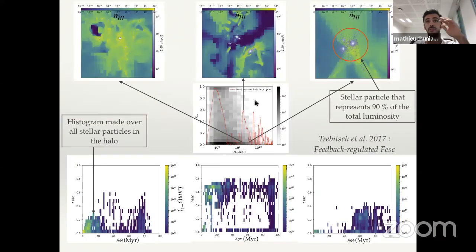To understand this process, I studied different peaks of escape fraction for the most massive halo case, and I studied the beginning, the top, and the end of the peak.